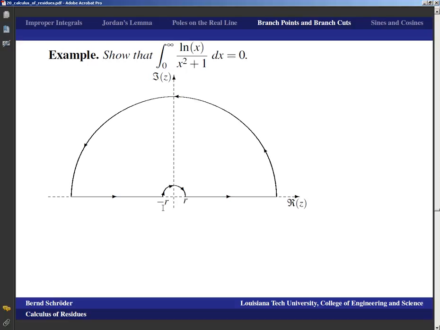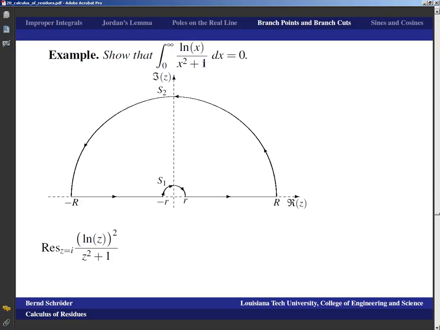So again, the smaller circle will go from negative r to r. The larger circle will go from r to negative r if we're following the orientation. We'll call the inside S1, we call the outside S2. We're not going to worry too much about orientations this time. And so now, in order to get the integral over this closed contour, we need to figure out the residues in the upper half plane.